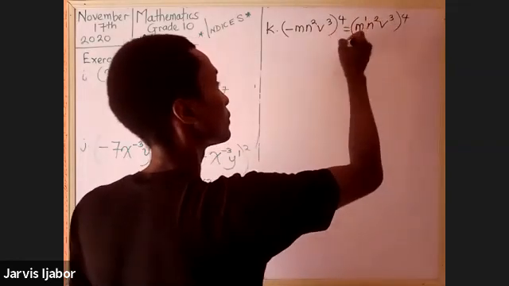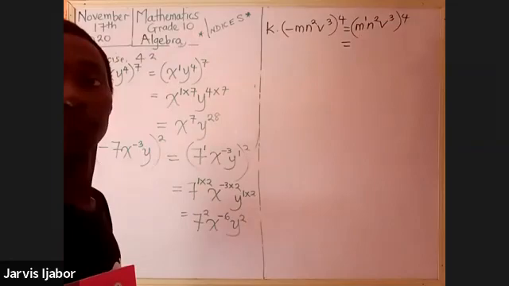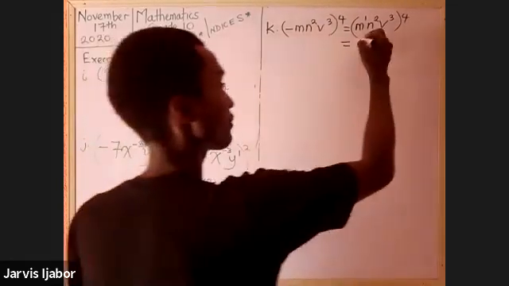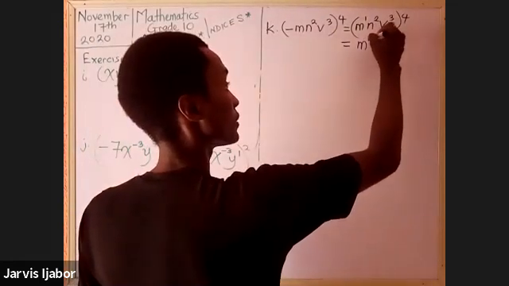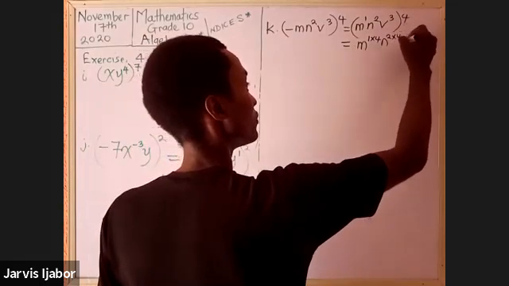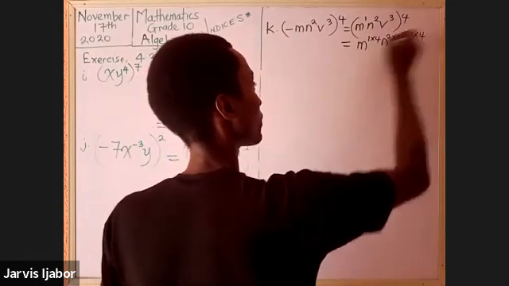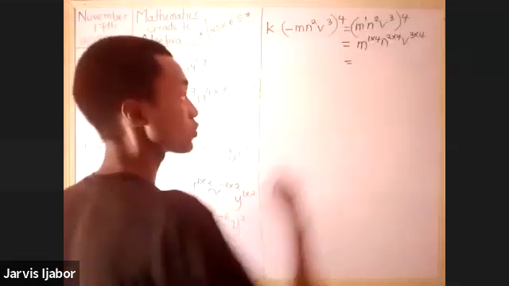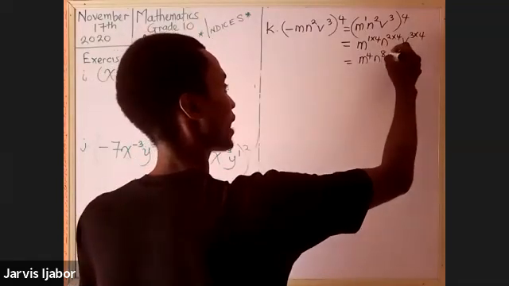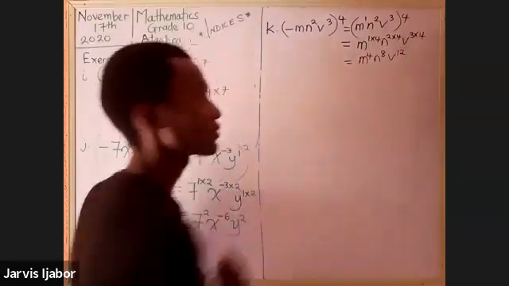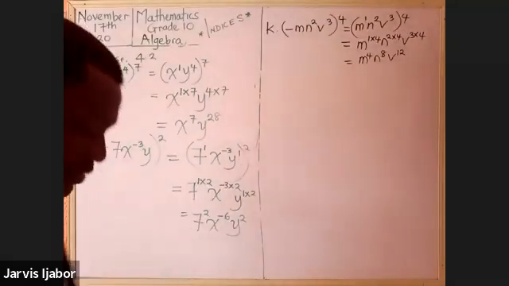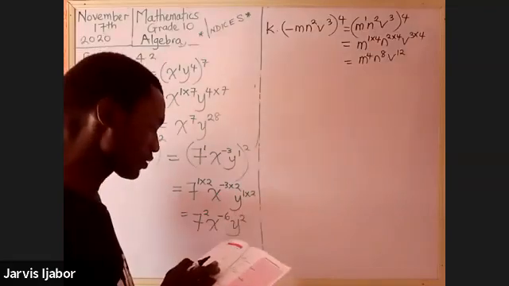So at this point, you're going to have m to the power of 1 times 4, n to the power of 2 times 4, b to the power of 3 times 4. And that will be equal to m to the power of 4, n to the power of 8, and v to the power of 12. So that's what you're going to have. So it's discovered now that it's becoming more interesting. It's more repetitive in nature. So let's go to the next one.